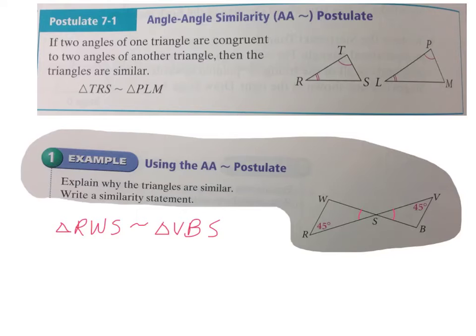Now, quick check number 1 asks us if we have enough information to write a similarity statement, which we just did. We said triangle RWS is similar to triangle VBS. It also asks us, do we have enough information to write a similarity ratio, which we do not, because we do not know the lengths of any of the sides.